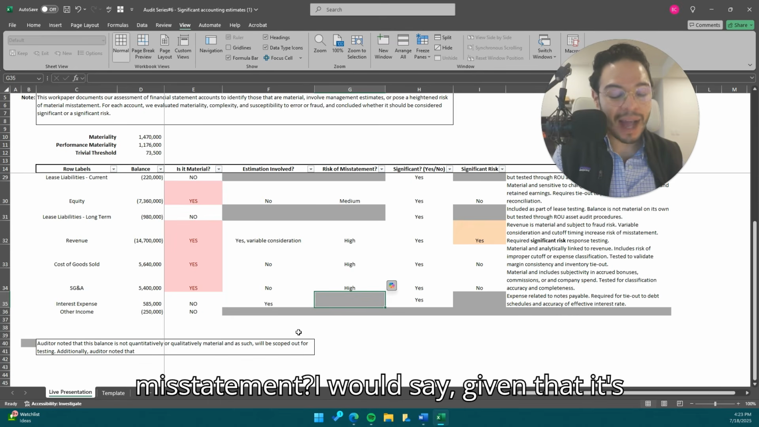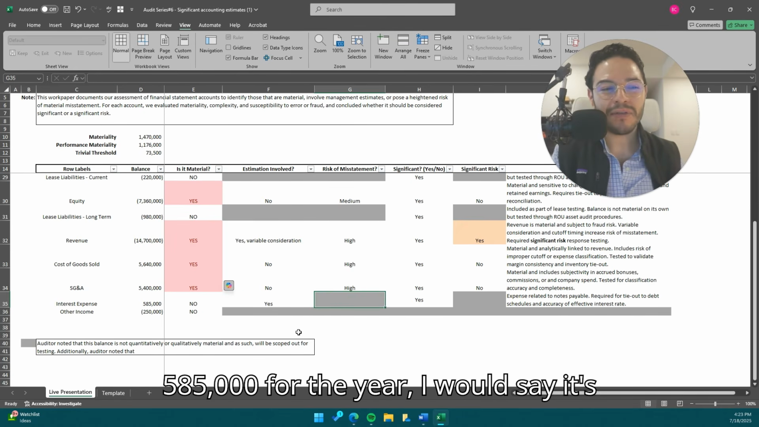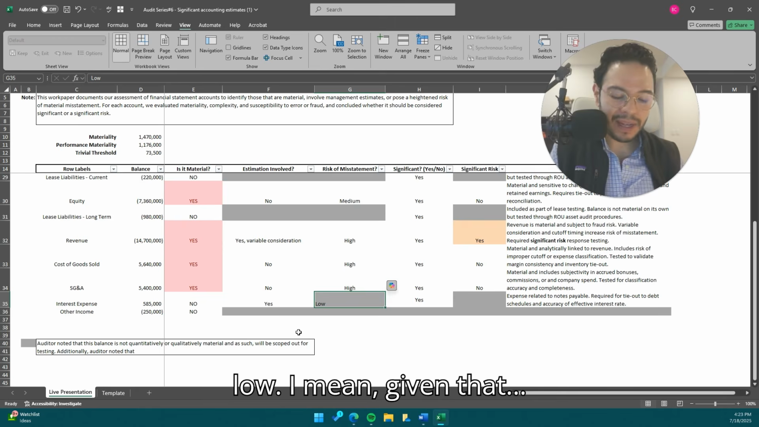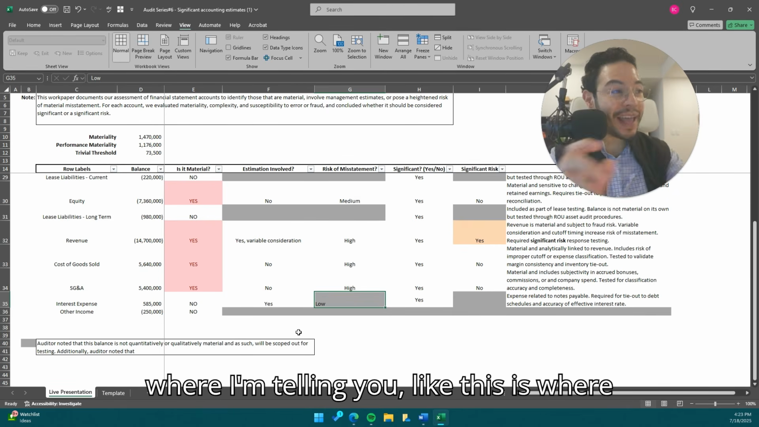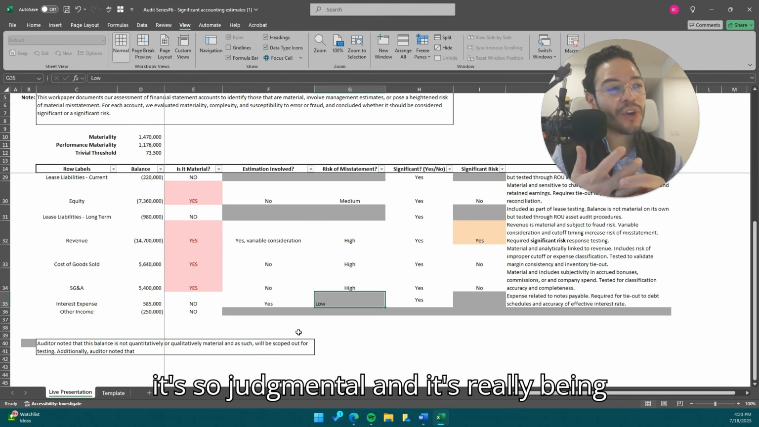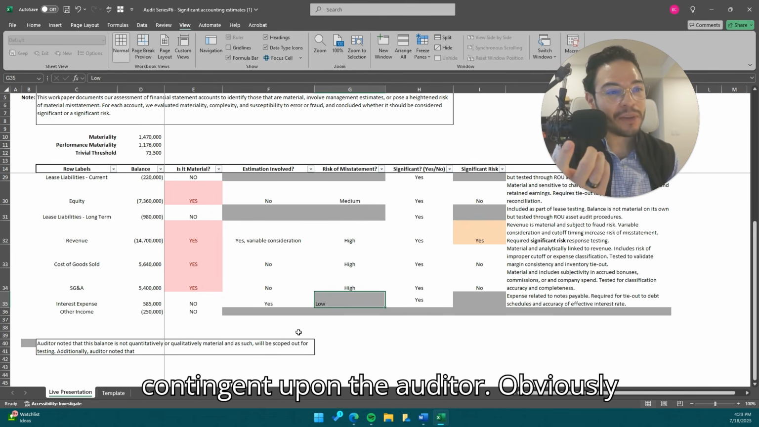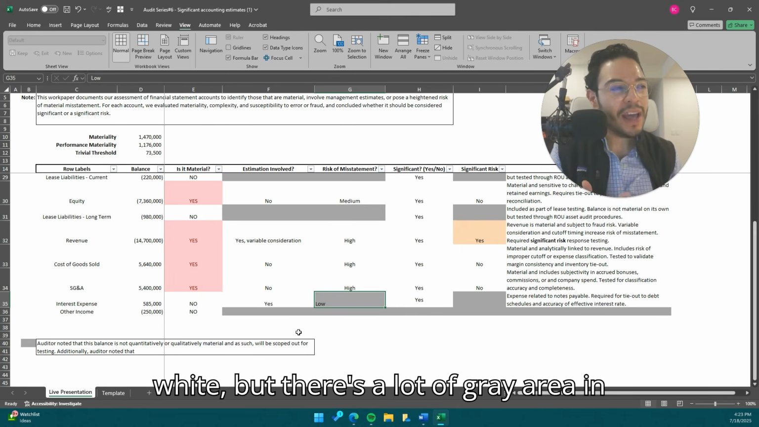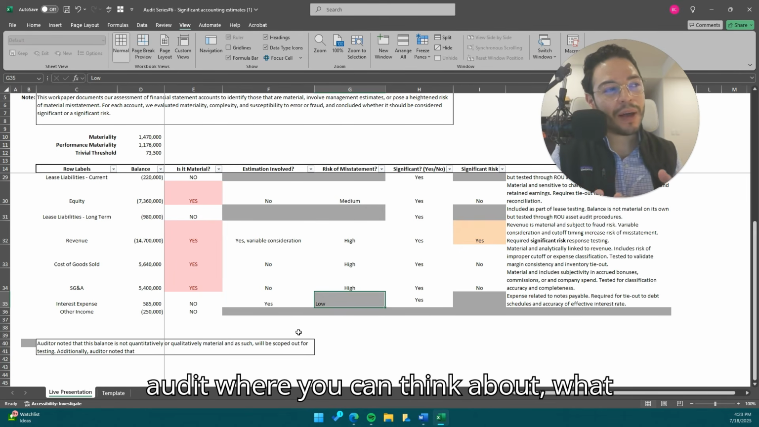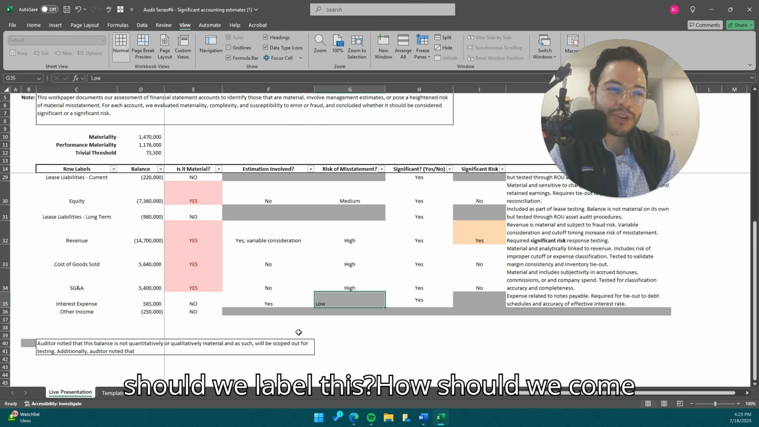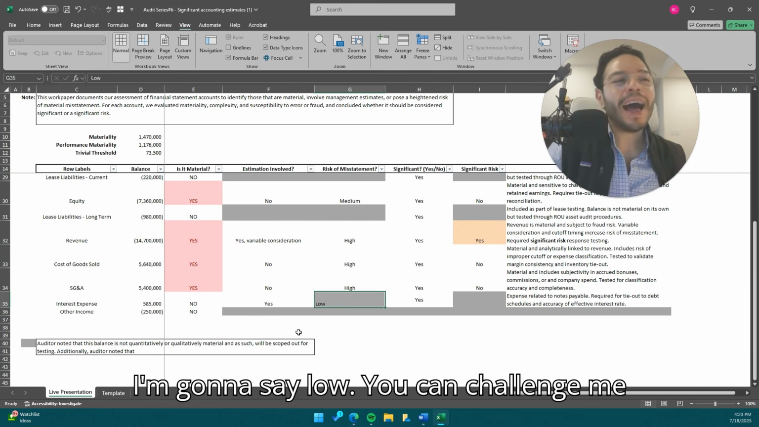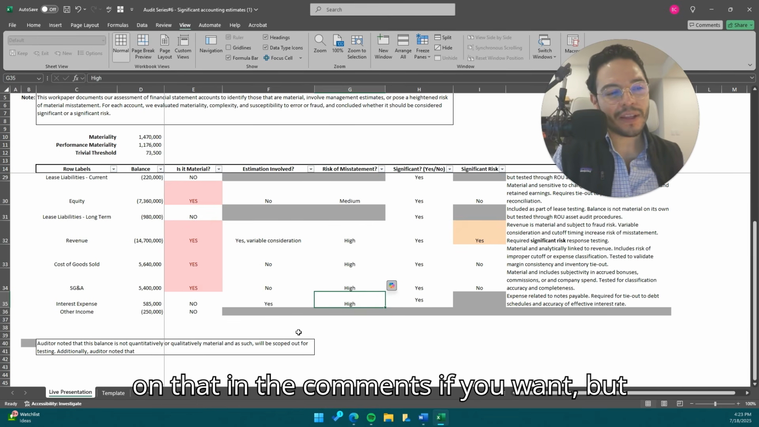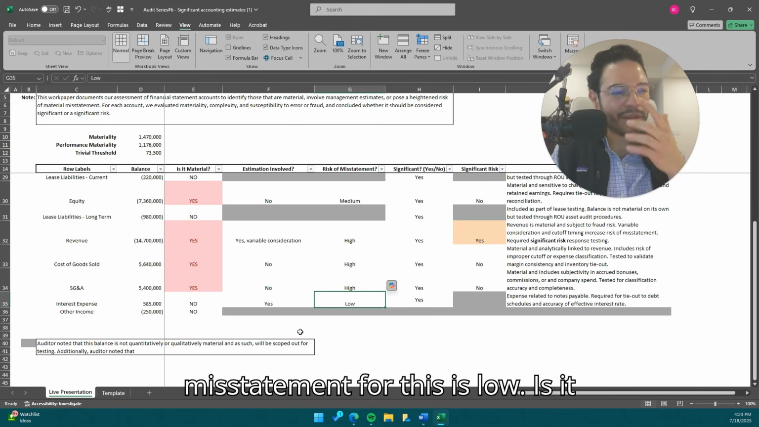Is there a risk of misstatement? Given that it's $585,000 for the year, I would say it's low. And this is where it's so judgmental, and really contingent upon the auditor. Obviously, there are certain things that are black and white, but there's a lot of gray area in audit where you think, okay, what should we label this? Given that it's $585,000, you would have to literally double it in order for it to be material. I'm going to say low, and you can challenge me on that in the comments if you want. I think the risk of misstatement for this is low.